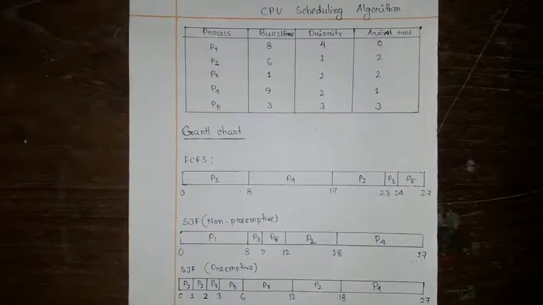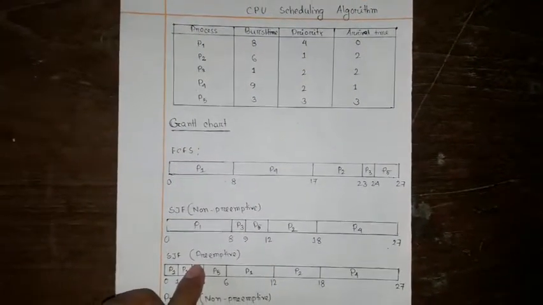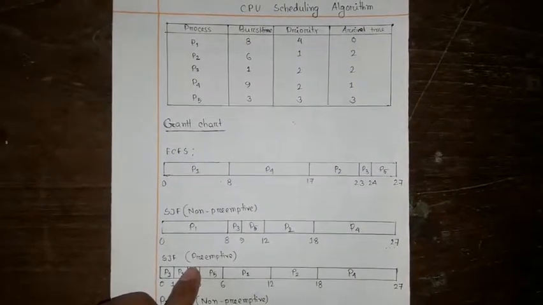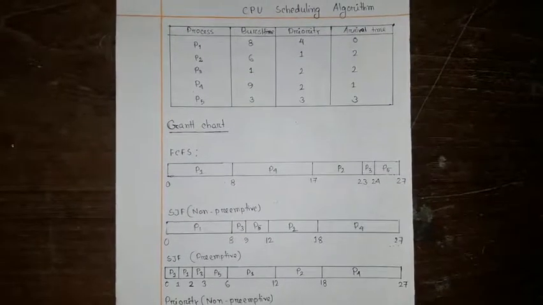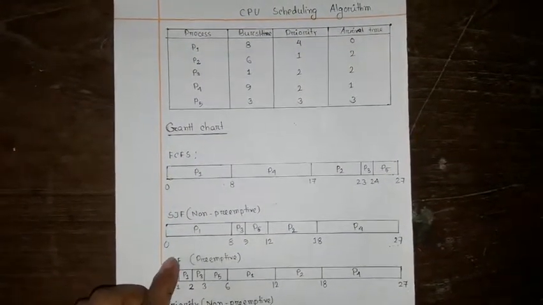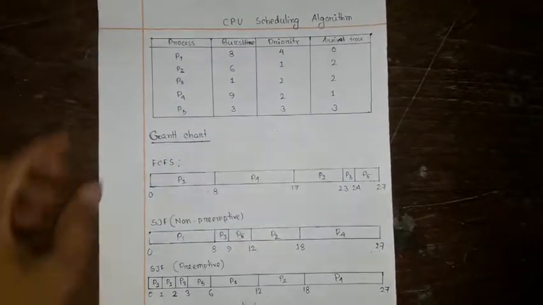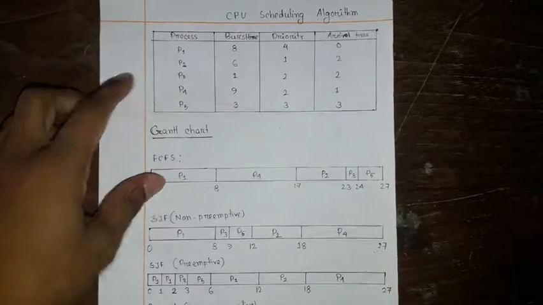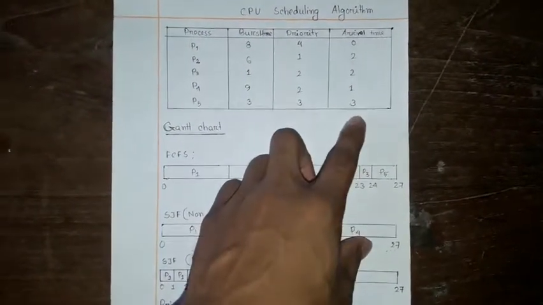Hello everyone. In this tutorial, we learn shortest job first CPU scheduling algorithm for non-preemptive and preemptive. In the previous tutorial, we learned about first come first served CPU scheduling algorithm, and we are continuing with several algorithms. First of all, you'll see that there are 5 processes in the system and the corresponding burst time, priority and arrival time.